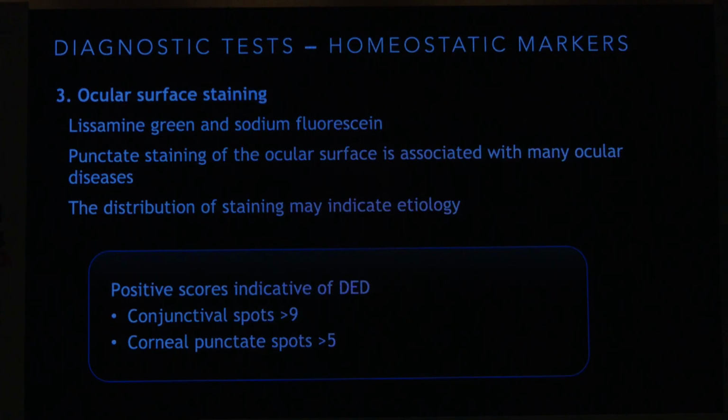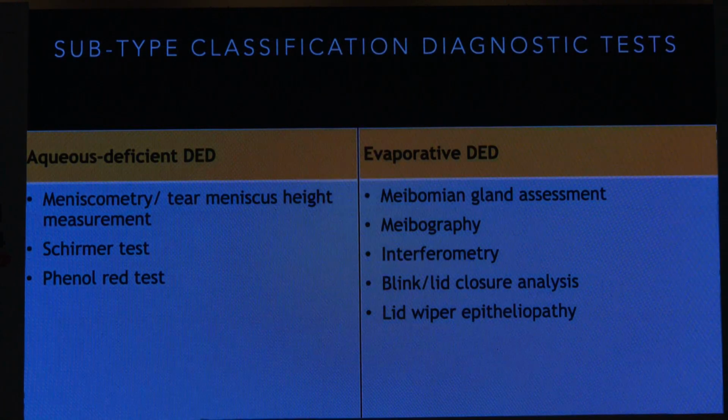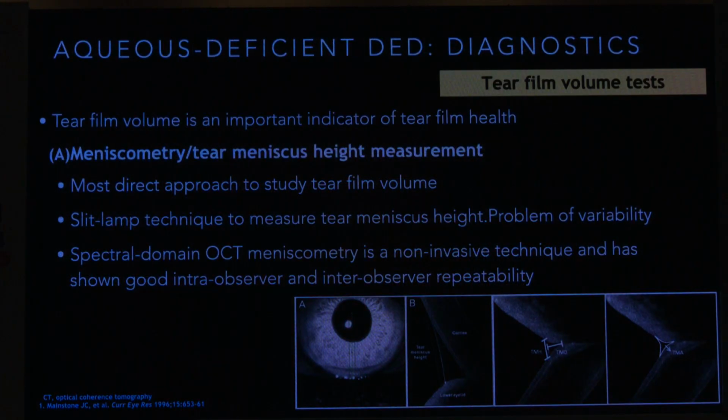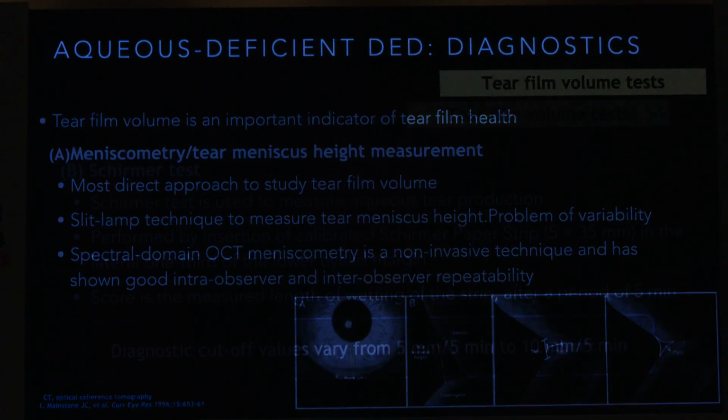So ocular surface staining, we all know. Lissamine green and rose bengal are the vital dyes, but fluorescein is the one which we commonly use. So based on all these tests, you want to try to classify into aqueous deficient and evaporative dry eye. Other tests like OCT can also be used to get a meniscometry.